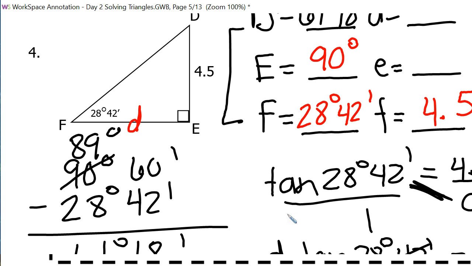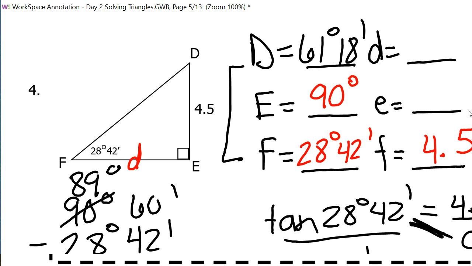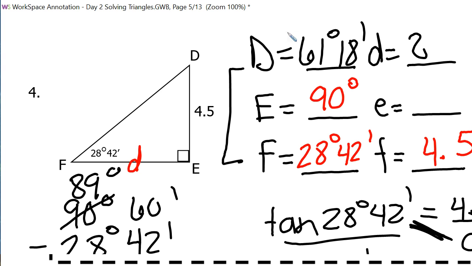And what would that be? 8.2. We agree with 8.2? So D is 8.2.